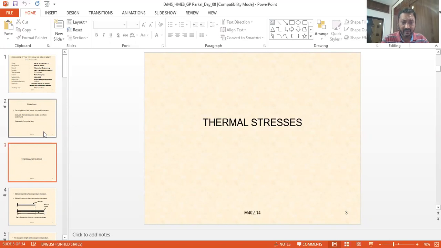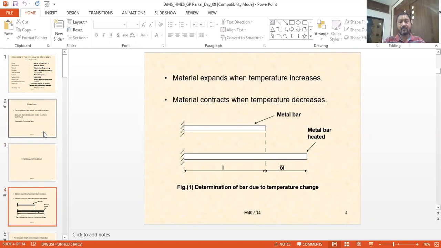If you see, it is a body, a metal bar, or for example a mild steel bar. So this bar is subjected to an increase in temperature. Whenever any material is subjected to an increase in temperature, naturally it elongates, the length will increase. The amount of increase in length will depend on some factors.